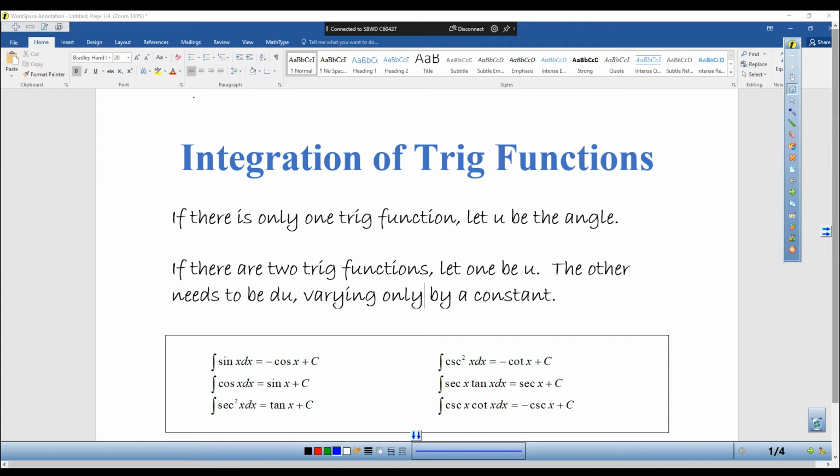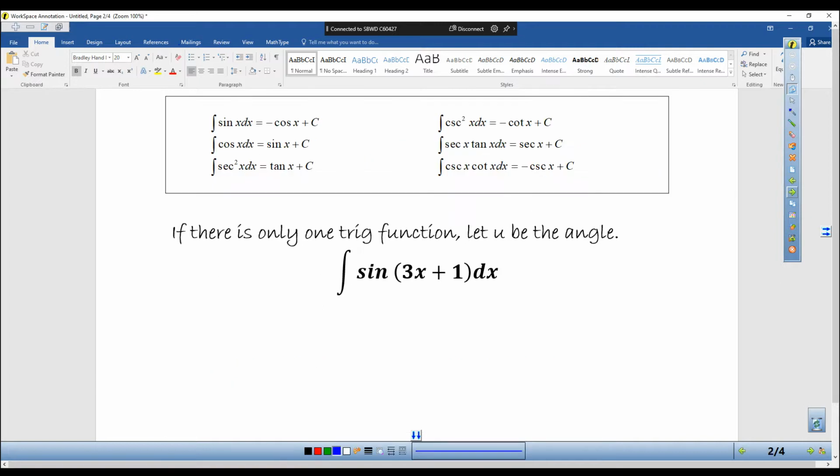This is a Shaffer Snapshot on the integration of trig functions. A lot of people struggle with the integration of trig functions because there's two different kinds of problems and it can be difficult to keep them straight. But in short, if there's only one trig function, you're going to let u be the angle. If there are two trig functions, then you're going to let one of the trig functions be u and the other one will need to be du. And just in case you don't have them, I did write the trig formulas for integration at the bottom there.